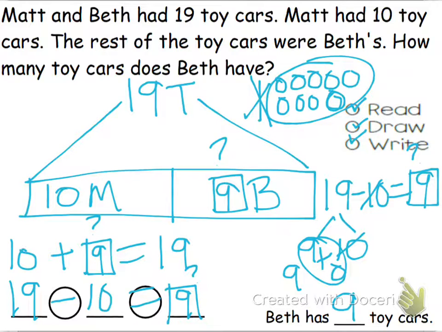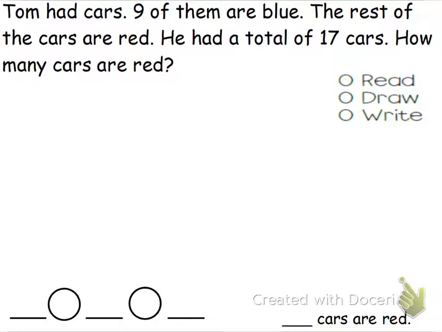Perfect. Now, we can move on to the next one. This was a little different than the two we just did. So it's important that you pay attention because these could get a little tricky. So it says Tom had cars. 9 of them are blue and the rest of the cars are red. He had a total of 17 cars. How many cars are red?